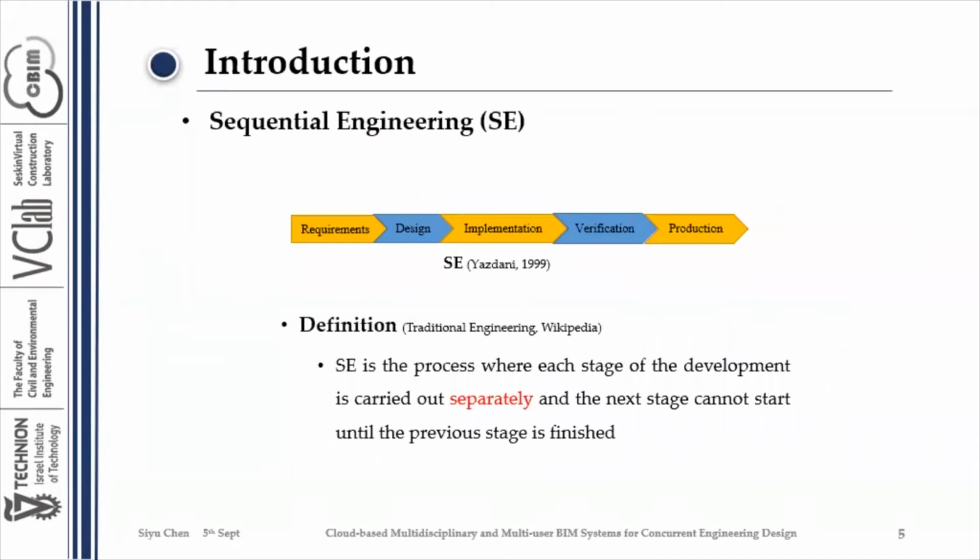So what is sequential engineering? Sequential engineering, also known as traditional engineering, is a process where each stage of the development is carried out separately, and the next stage cannot get started until the previous stage is finished. That means in building design, the life cycle design and construction process is a development procedure carried out one after another, centering around one single domain of expertise at a time.